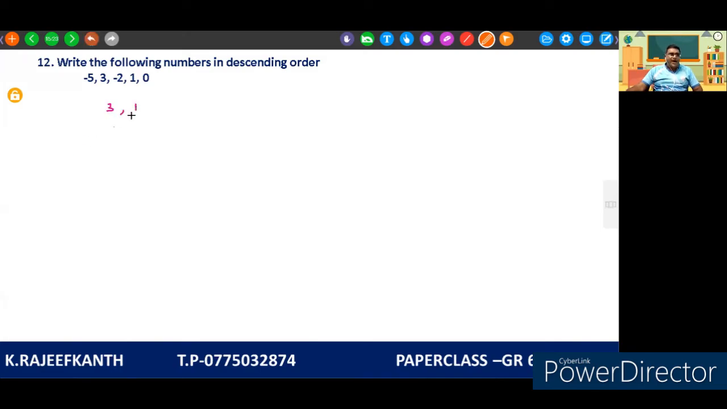Then the next one is 1. Then 0. So we have to arrange from big to small. That is why first I am writing the greatest value. Then 3, 1, 0. Then the next one, that is -2. And the last one is -5. So when we are arranging in descending order, we have to arrange big to small. Then the greatest value is 3, 1, 0, then -2, then -5. This is the answer for question number 12.